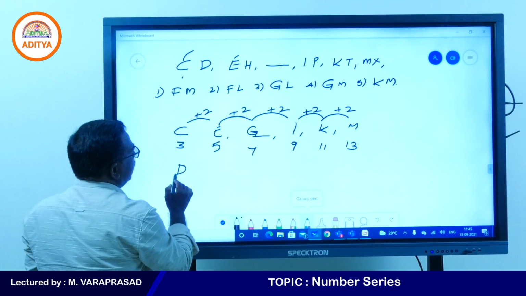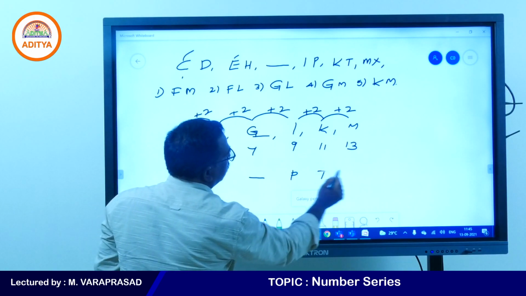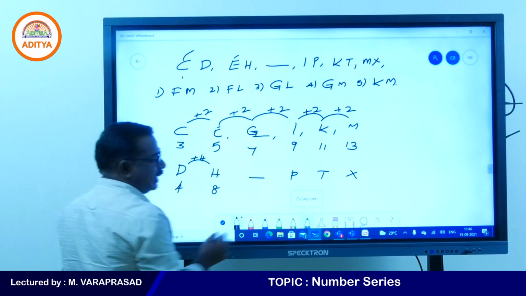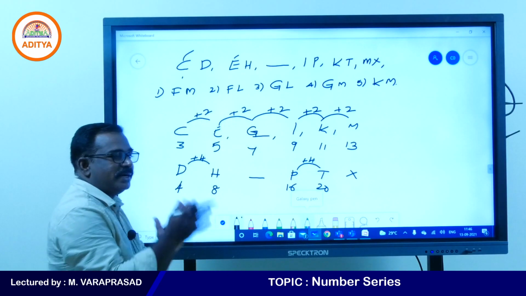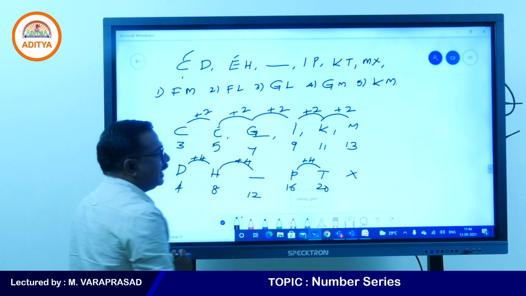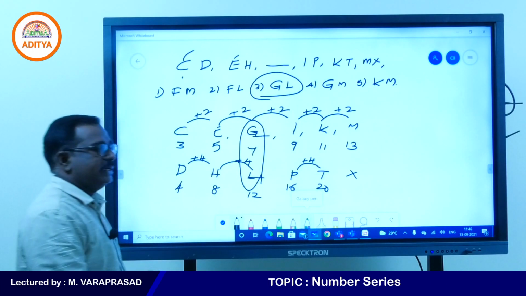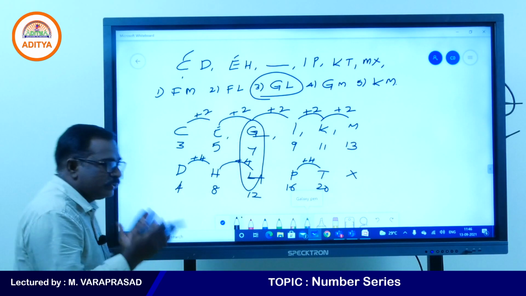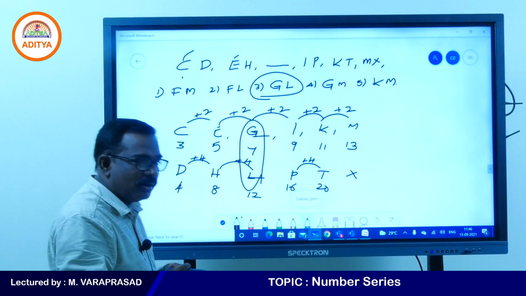Second letters of the series: G, D, H, question mark, P, T, X. This is the fourth letter, the eighth letter, the difference is plus 4, and here the 16th letter, 20th letter, the difference is plus 4. I think a constant difference is going on here also, plus 4. So the 12th letter, that is L, GL. Yes, many have written the third option, GL. First letters are going on with a plus 2 difference, and the second letters are going on with a plus 4 difference. Yes, my students, I think all of you got it, right?